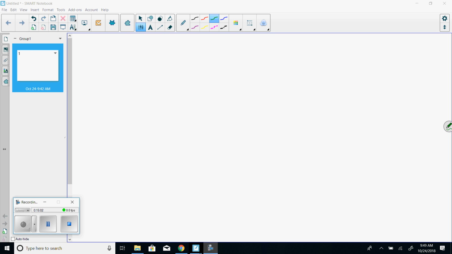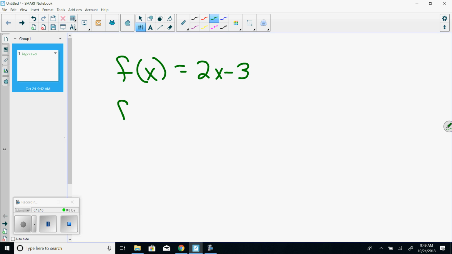All right. So now we're going to try this problem, f of x equals 2x minus 3. And we're looking for f of negative 2.